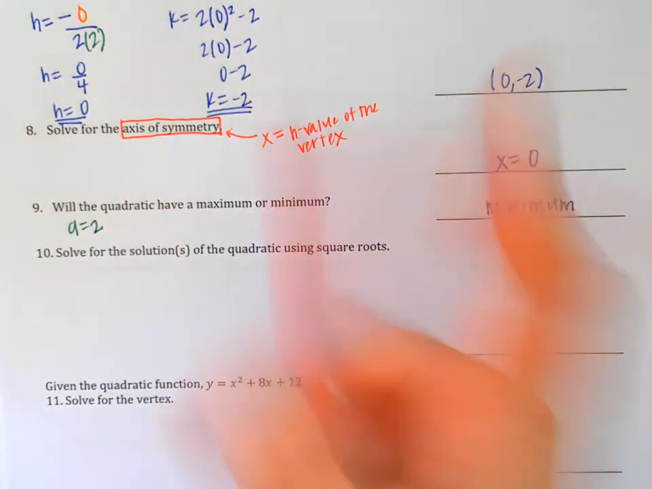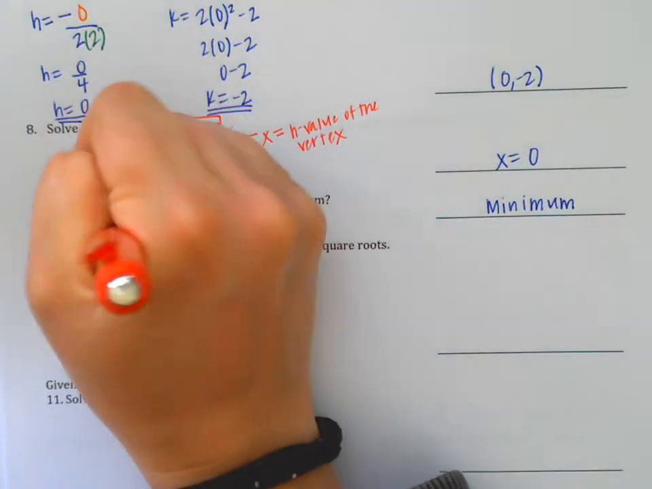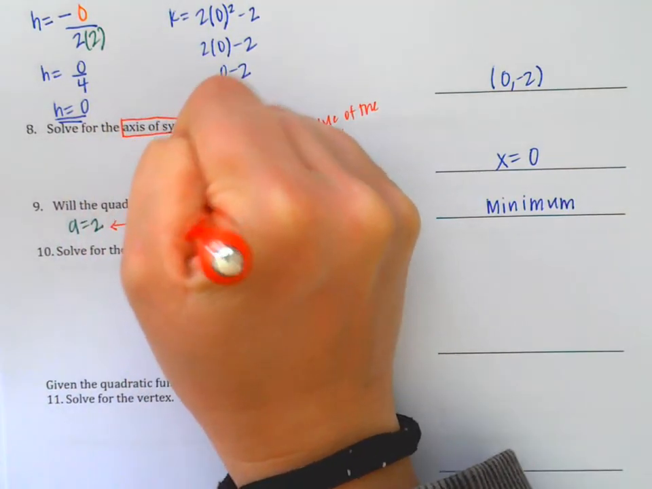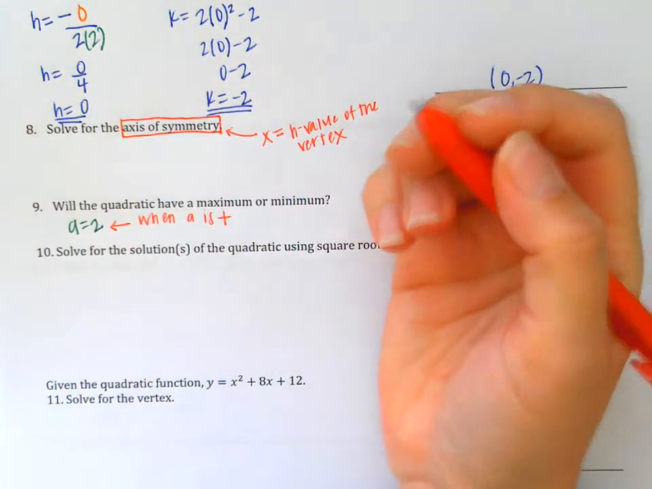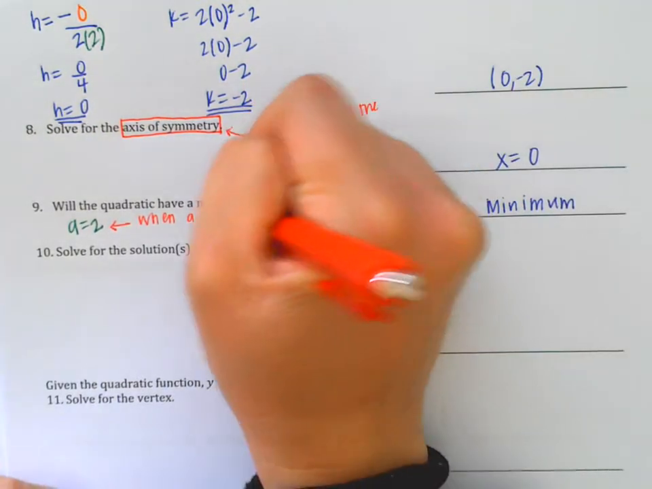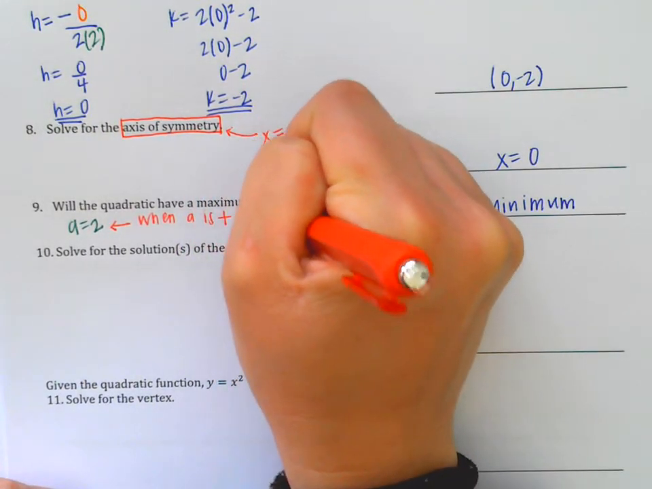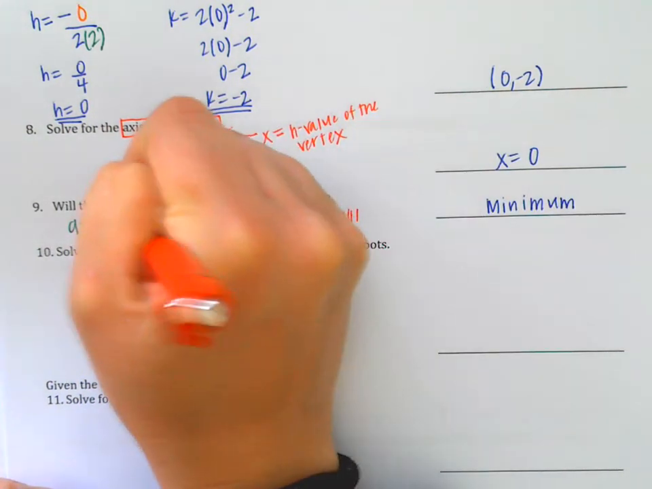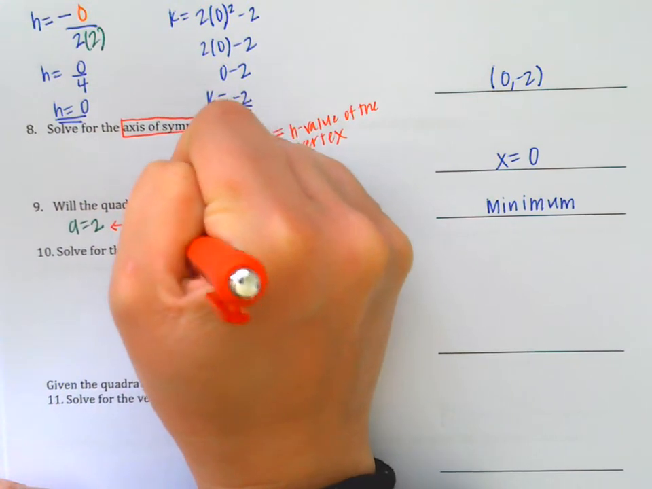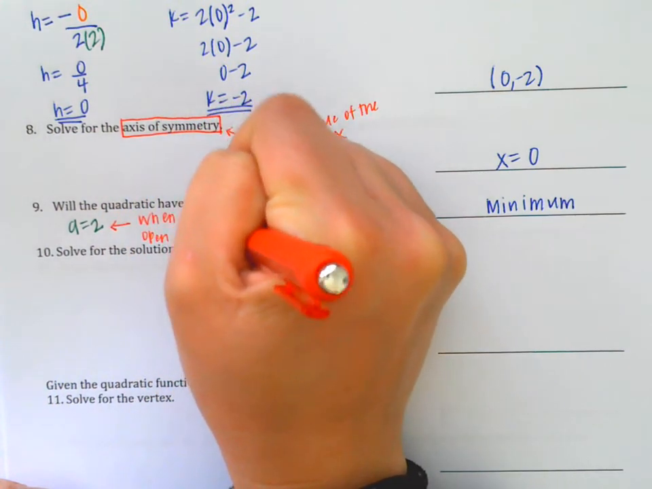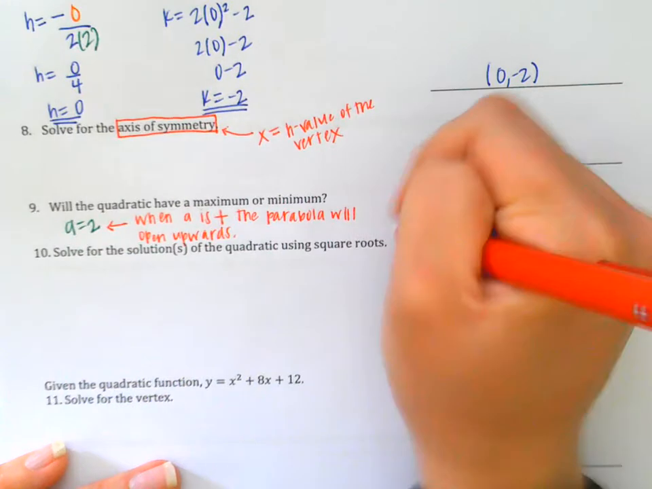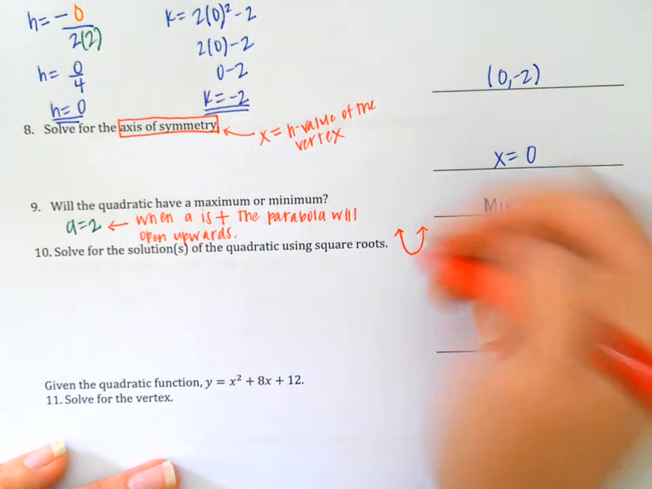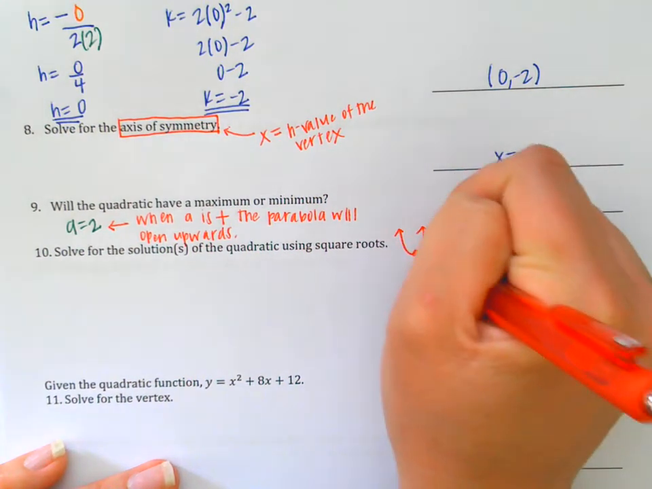So again, let's make note of that. When A is positive, the parabola will open upwards. And when it opens upwards, we have a quadratic that looks like that, and the vertex will be the minimum.